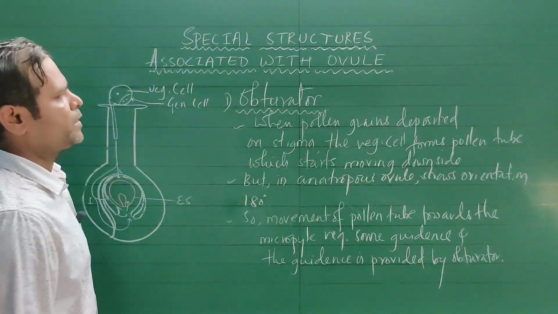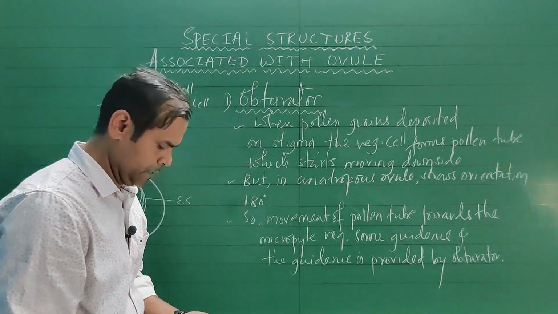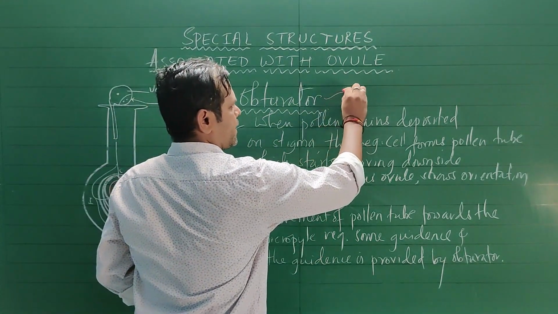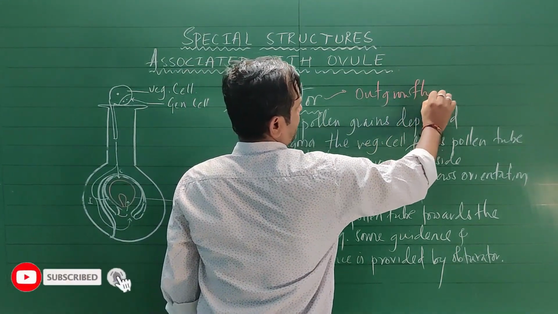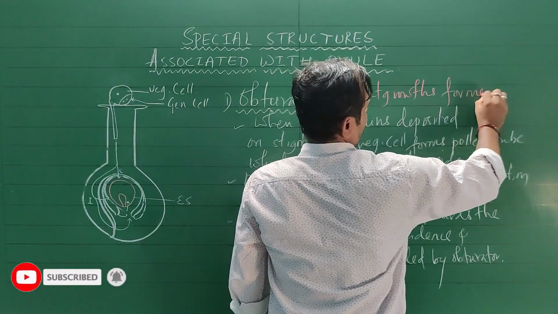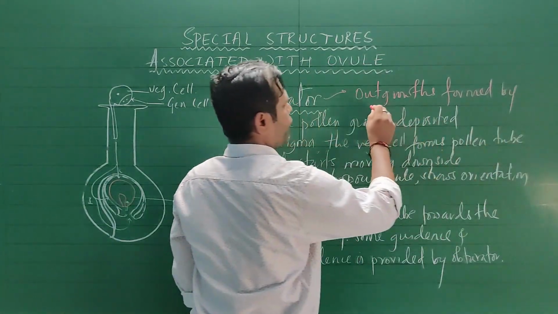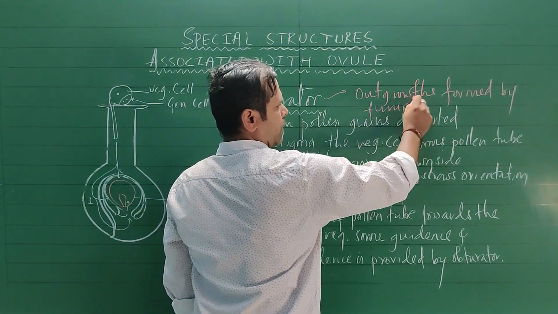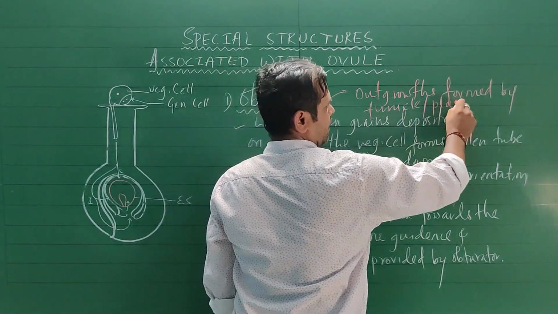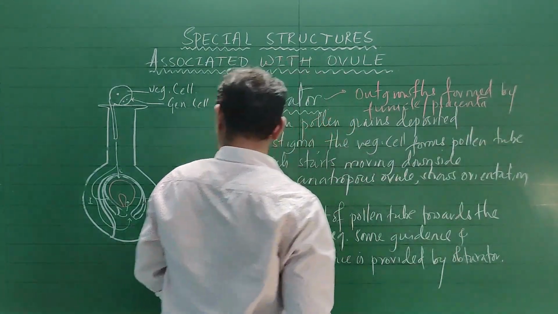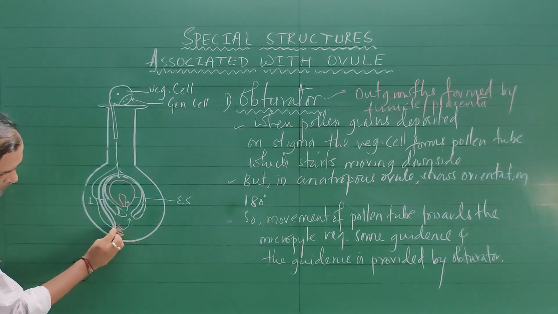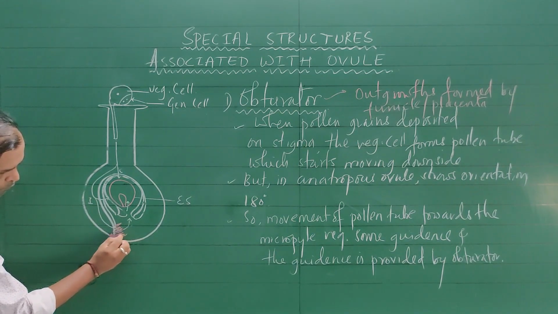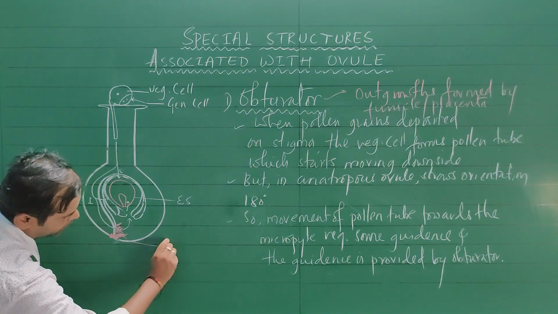Now you can ask me, sir, what is this obturator then? These obturators are the outgrowths formed by funicle or placenta. Let me show you here. This is obturator. Here is the placenta. So this is obturator.